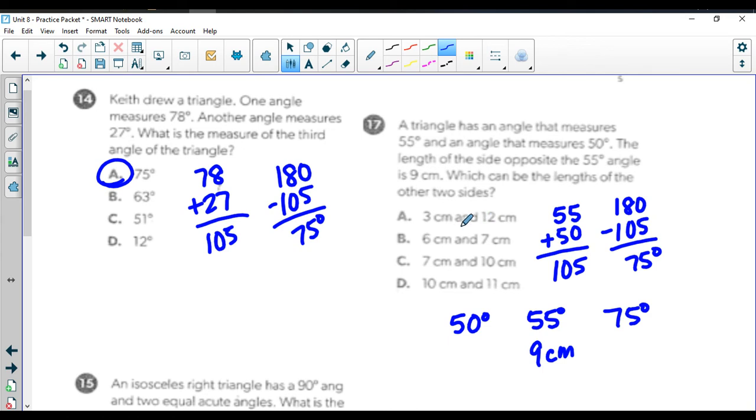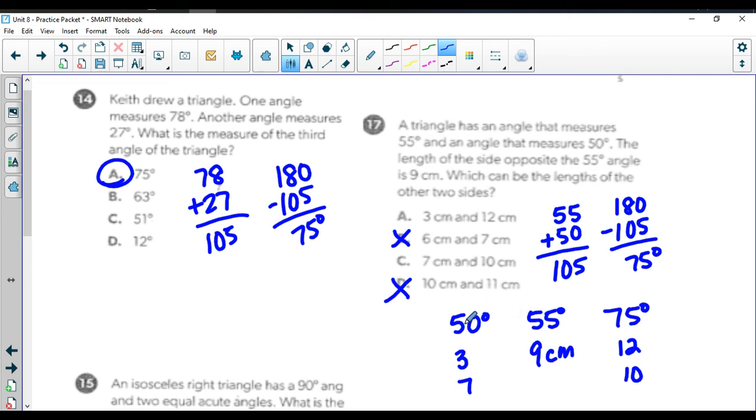So if I'm looking down my list, 6 is smaller, but 7 is not bigger. 7 is smaller, 10 is bigger, so we're going to have to talk about that. And then 10 is bigger, but 11 is also bigger. So we need to look here. Looking at these two choices, we can either say this is 3 and 12, or we could say this is 7 and 10. What we want to do is take a look at these angles.